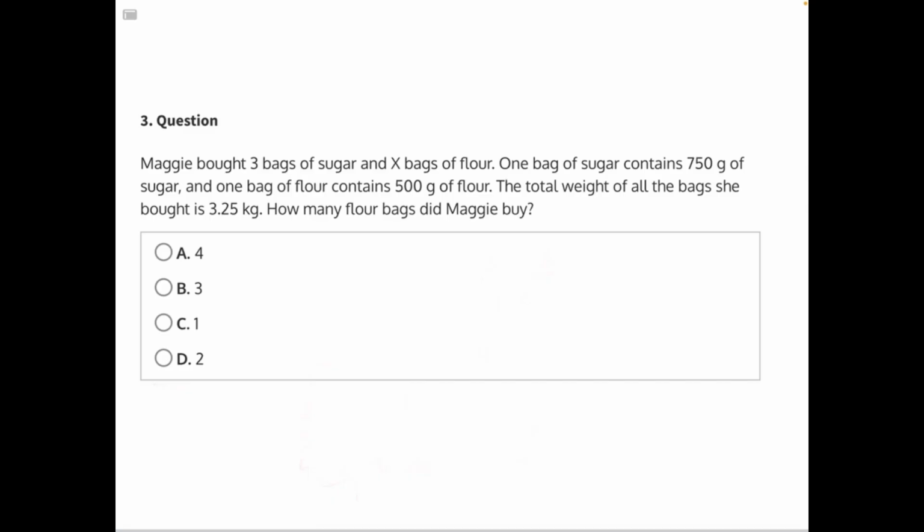Let's start by going back through the word problem and underlining or highlighting the key pieces of information that we're going to need to solve. So we have 3 bags of sugar and X bags of flour. Each bag of sugar contains 750 grams. 1 bag of flour contains 500 grams. The total, so after we add everything together, the total is 3.25 kilograms. How many bags of flour does Maggie need to buy? So we're trying to solve for X.